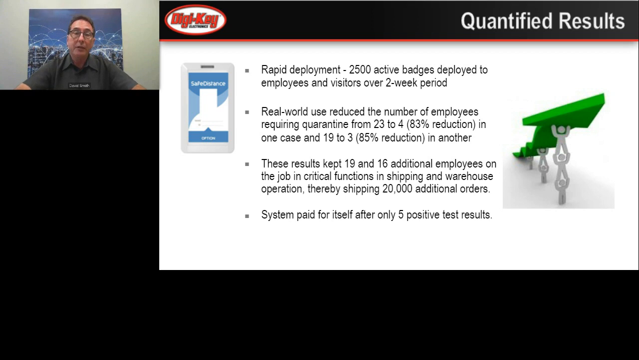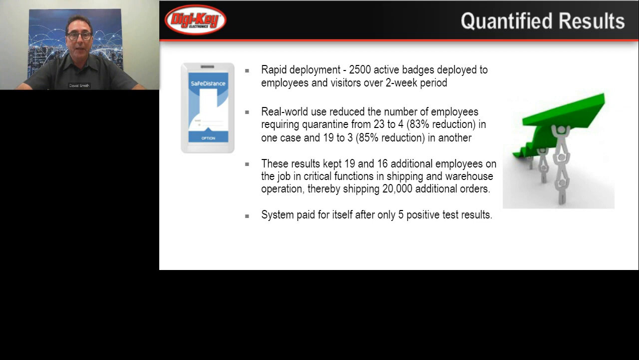In another incident, they had a group of 19, and due to the contact tracing report, they only had to send 3 home to quarantine. That's an 85% reduction in people sent home to quarantine. The results of this is that these groups were generally in their warehouse area, and if people aren't at work, they can't ship product. So with having these additional people at work, they were able to send out 20,000 additional orders that otherwise would never have been shipped due to employees at home.